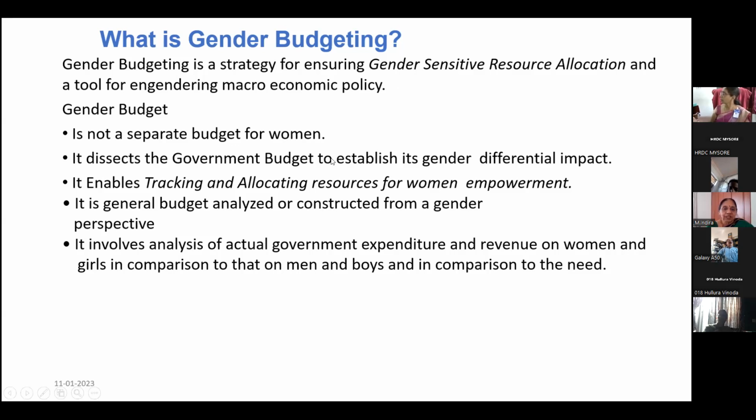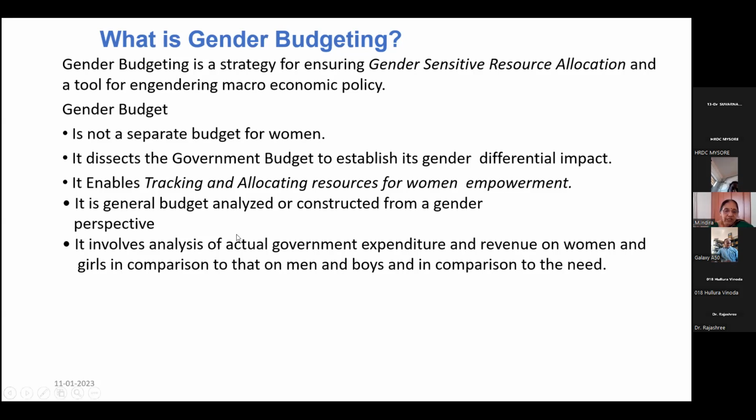So basically, a gender budget analyzes the budget to see whether it is affecting men and women. It enables tracking and allocation of resources for women's empowerment. It is the general budget analyzed or constructed from a gender perspective. As I told you, without gender perspective, without any gender sensitivity, budgets simply allocate money. But in gender-sensitive budgets, in a specific allocation, we look at whether any funds are needed. Looking at that, allocating money is gender-sensitive budgeting.